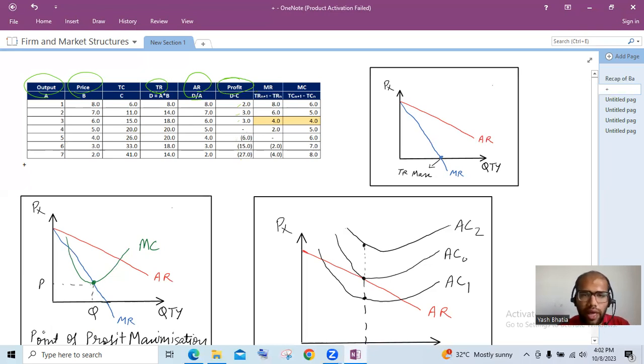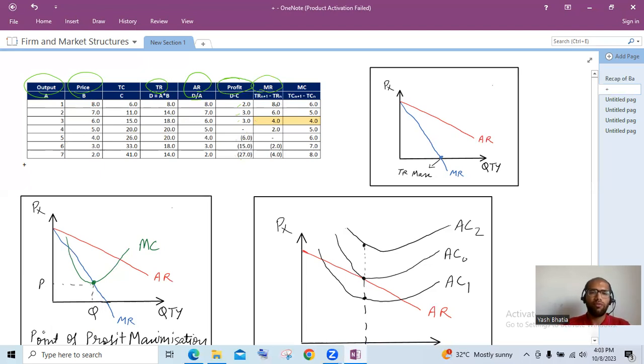Okay, now MR, very similar to MC. MR is the additional revenue that the seller gets on selling additional units. So for 1 unit, MR is 8 rupees. If he sells 2 units, then what is the additional revenue he is getting? 14 minus 8, it's 6. It's very similar to MC. So MR is marginal revenue, which is the additional revenue that the seller gets on selling one additional unit.